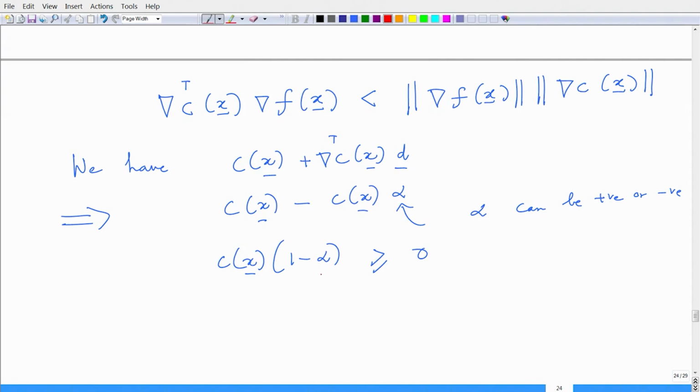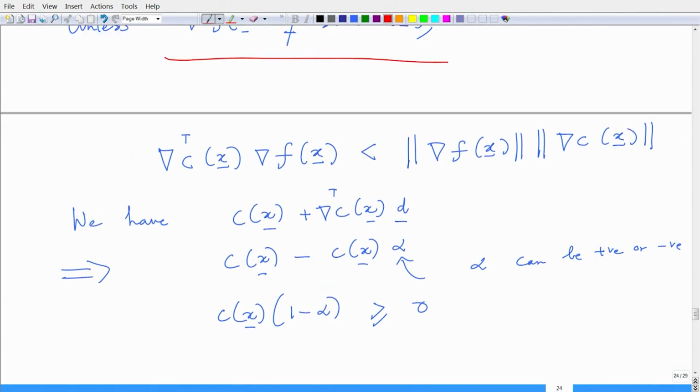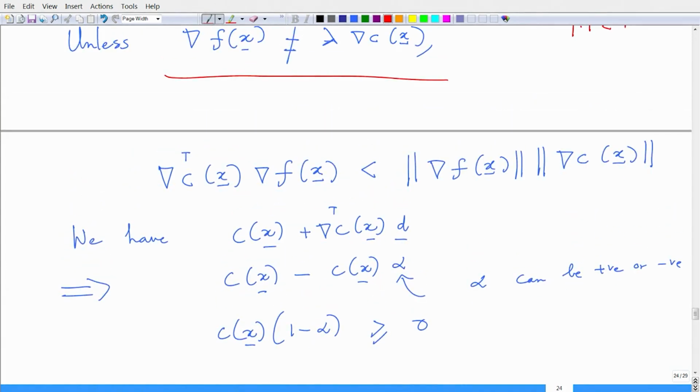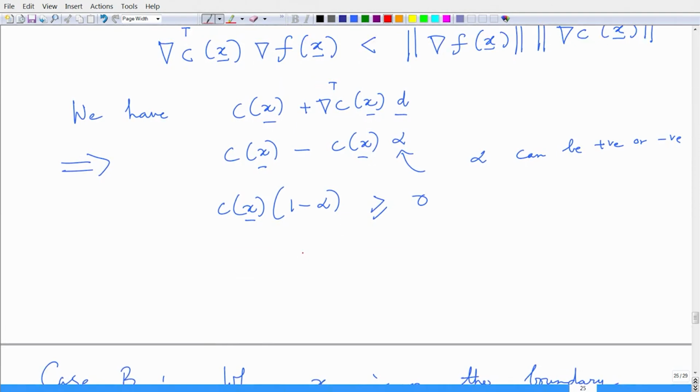So, when alpha is on the positive side, anyway this quantity 1 minus alpha is positive. So, therefore, this inequality holds. When alpha is negative, 1 minus alpha is again positive. So, therefore, c of x times 1 minus alpha is positive and it is greater than or equal to 0, right. The only condition is when alpha equals 1, that is the case where you will have to worry about when del f equals lambda del c, that is ruled out for us. So given that, we can say that it is strictly greater than or equal to 0, right.